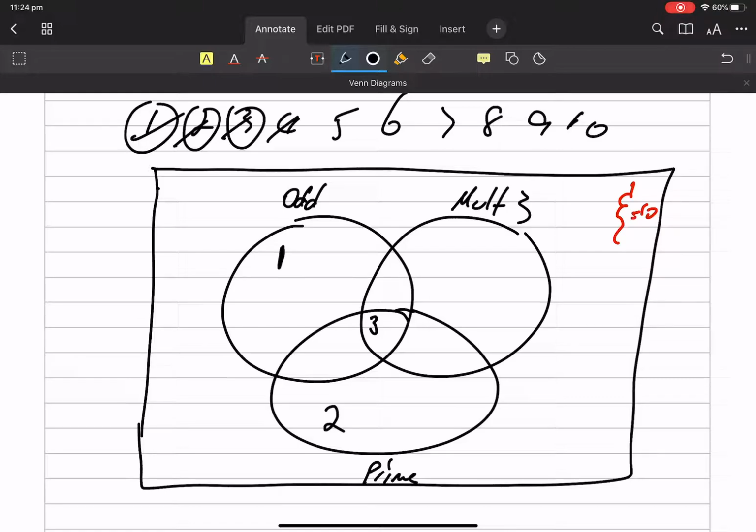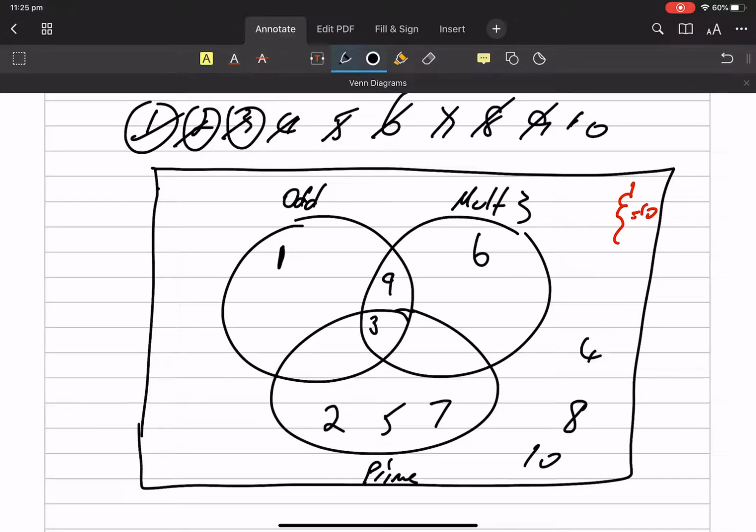4's not prime. There we go. It's not odd and it's not a multiple of 3. 5 is prime. 6 is a multiple of 3. 7 is prime. 8 is nothing. 9 is a multiple of 3 and it's odd, but it's not prime. Yep. So it can't go in the middle because it's not prime. So we just got to be very careful where we put it and where does 10 go.